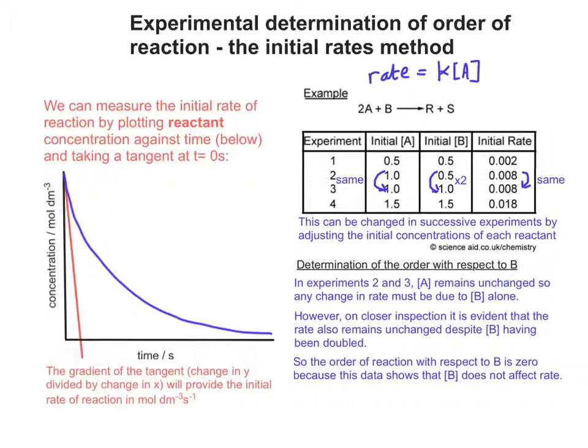So therefore the rate equation for this particular reaction would be rate equals K times the concentration of A. B would not be in the rate equation.